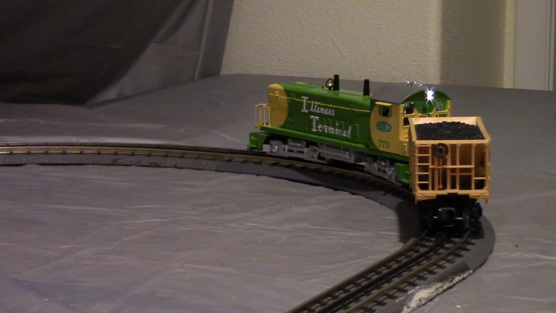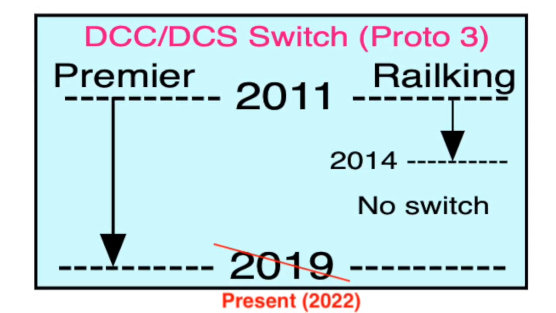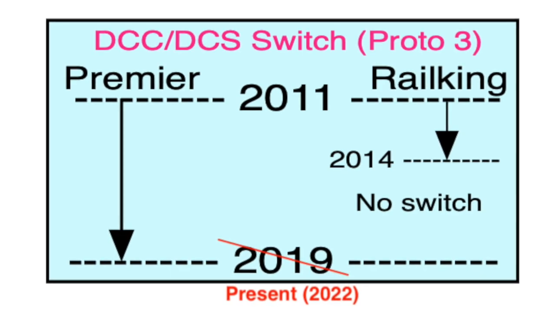And also to mention, that's an MTH Proto Sound 3 diesel. All of the MTH Proto Sound 3 locomotives can run on the world standard DCC, as well as a proprietary DCS system. MTH started releasing the Proto 3 locomotives around 2011. So we can basically say all MTH O Gauge locomotives made since 2011 will operate on DCC. There's a switch on the bottom of that locomotive that you can flip from DCS to DCC. All MTH Premier locomotives have that switch, and I've been told the MTH Rail Kings had it from about 2011 to 2014.